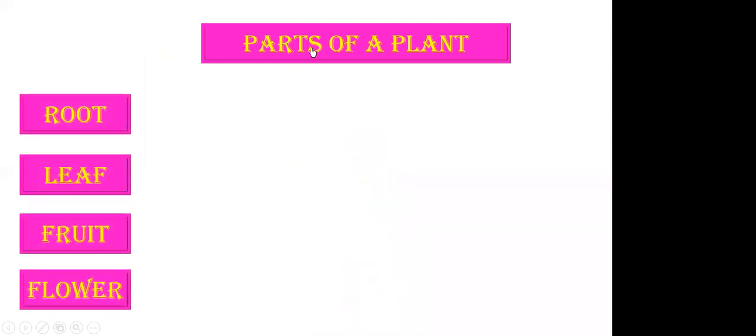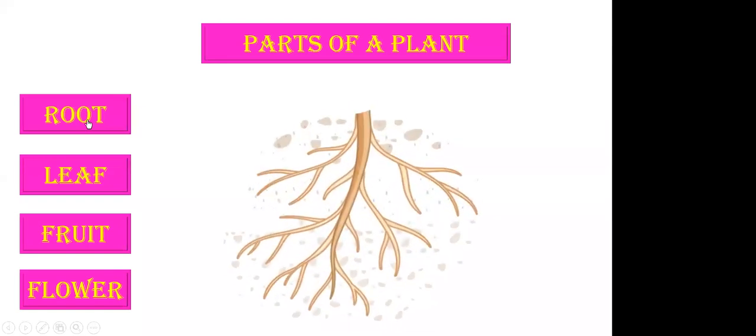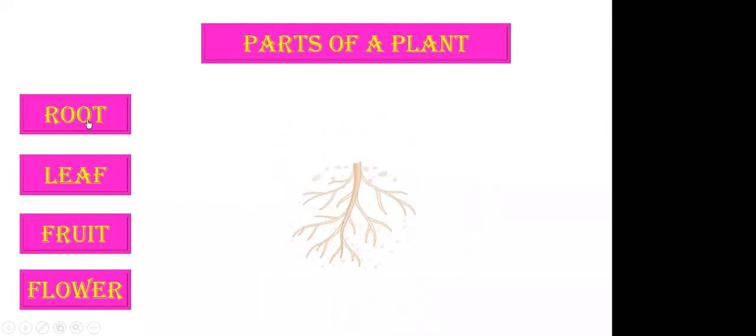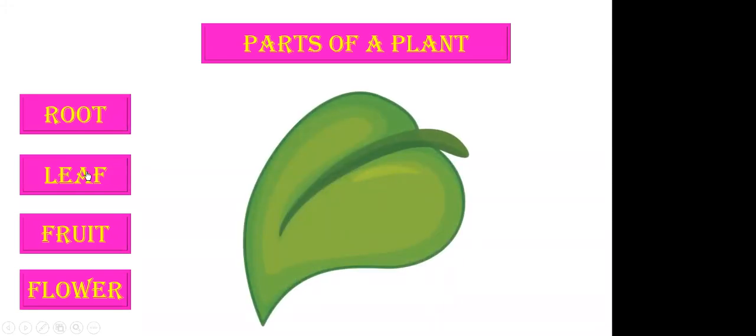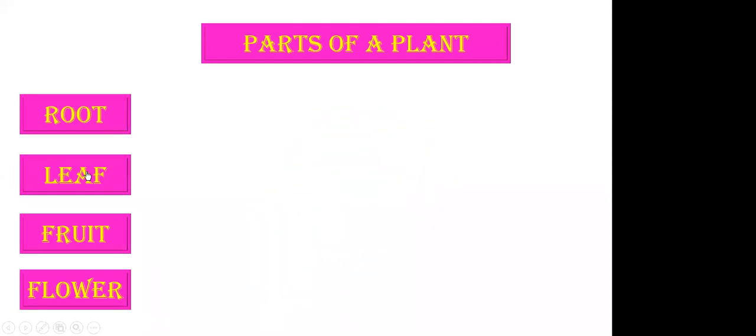The picture of the plant is disappearing. At the same time, some other parts of a plant are appearing. After clicking on it, I'm going to click on another rectangle which shows a root. Now I'm going to click on root. Picture of root only appears and disappears. After that, I'm going to click on leaf. Picture of leaf appears and disappears.